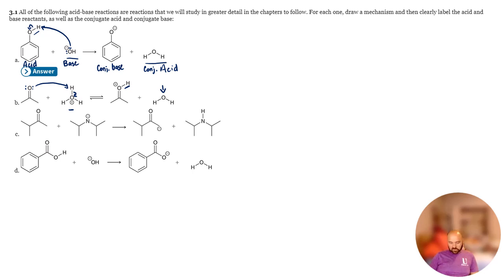This species accepts the proton, so it is the base. The hydronium ion gives away the proton, so it is the acid. That makes this species the conjugate acid because the base becomes the conjugate acid. And that makes this species the conjugate base because the acid becomes the conjugate base.